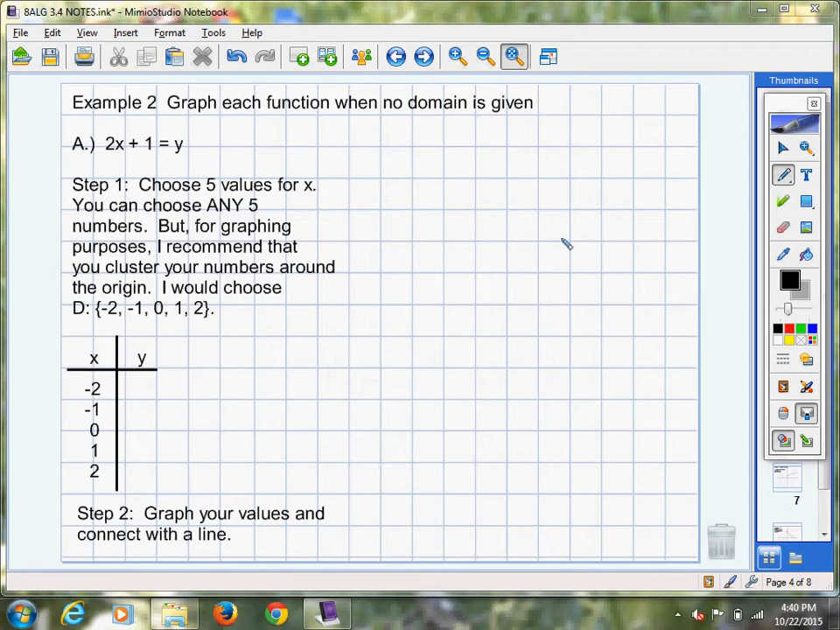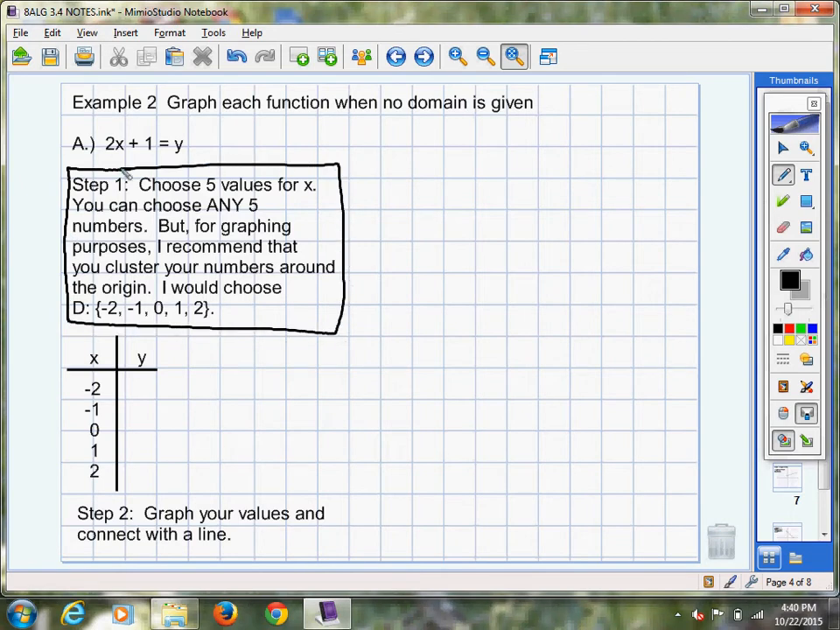So I gave you some really good and I hope valuable information here, and I want you to put a box around this because this is going to be really important. For step 1, you're going to choose 5 values for x, and what I told you, technically you can choose any number you want, okay? You don't have to choose those 5 numbers that I selected, but I have a really good reason why I selected those numbers. And I tell you that in the paragraph.